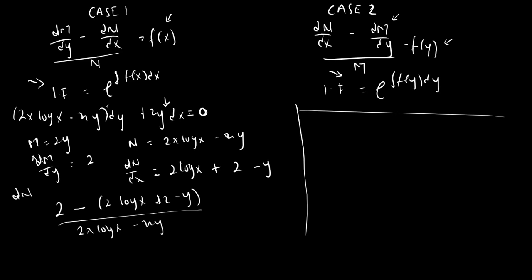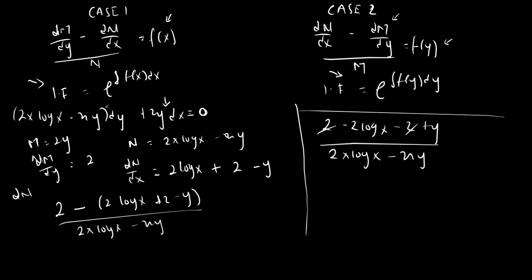So now for this expression here, we're going to have 2. I'm going to open the brackets now. 2 minus 2 log x minus 2 plus y, then we have over 2x log x minus xy, right? So here 2 is going to cancel this out. So we have minus 2 log x plus y over 2x log x minus xy.